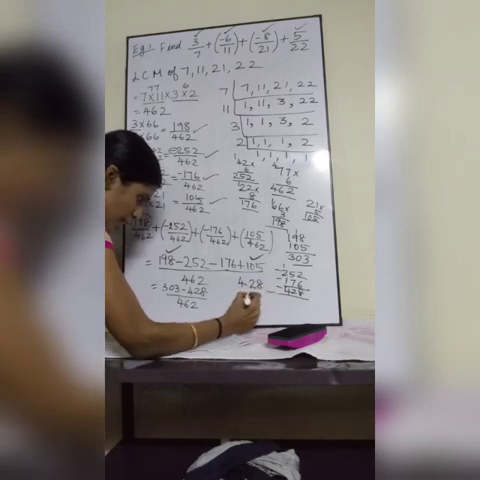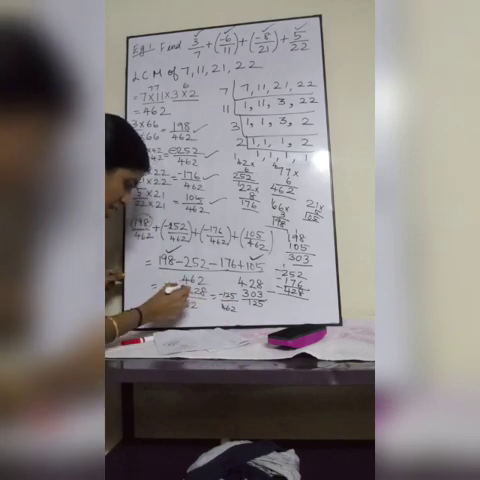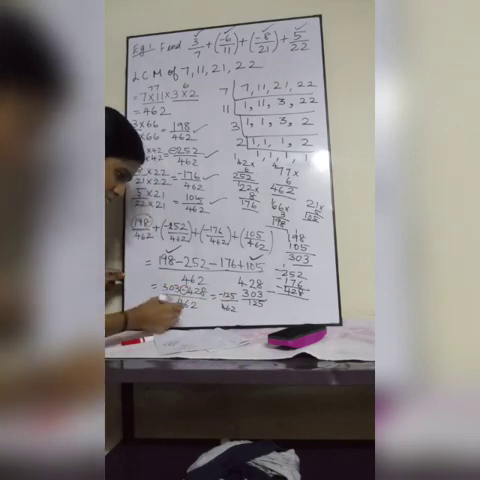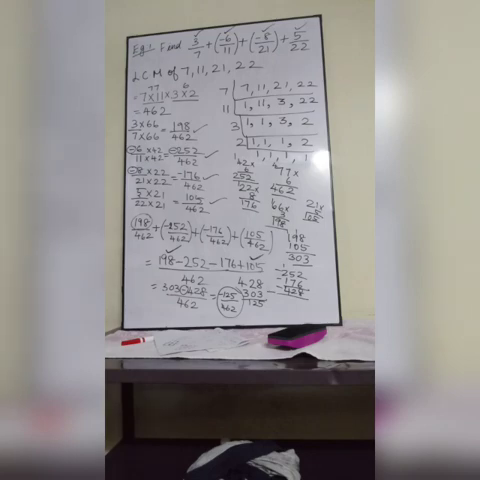428 you are going to subtract with 303. So the answer is minus 125 by 462. Why minus? Because the greater number's sign is minus. So minus 125 by 462 is your answer.